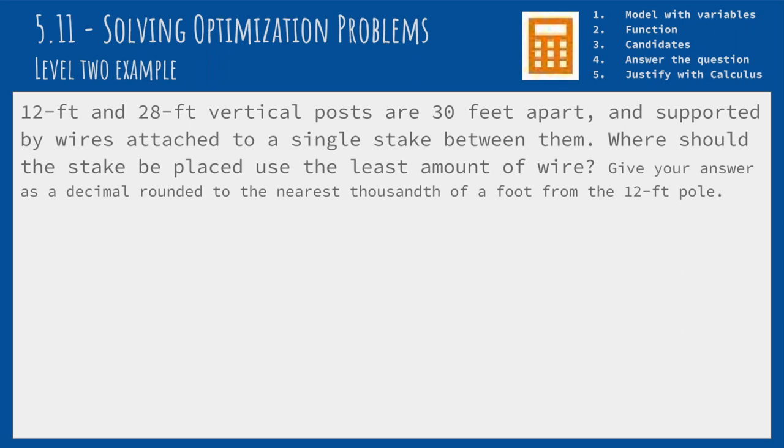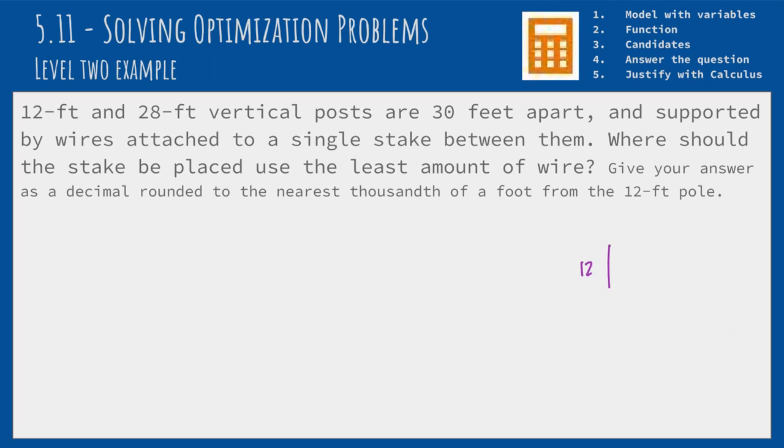So we have two poles, one's 12 feet tall, one's 28 feet tall. They are standing straight up, 30 feet apart from each other. They're supported by wires attached to a single stake between them. We want to know where that stake should be placed to minimize the amount of wire that we have to use. We're going to give our answer as a distance from the 12-foot pole. So I'm going to keep that in mind when I'm setting up my model here.